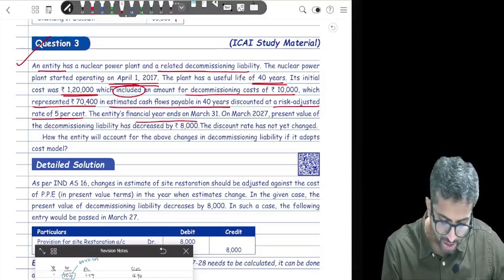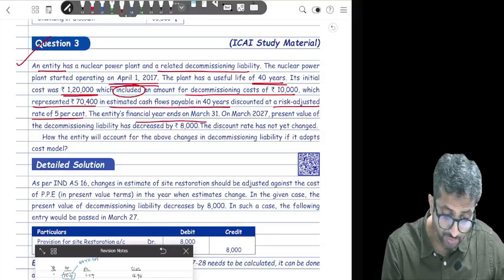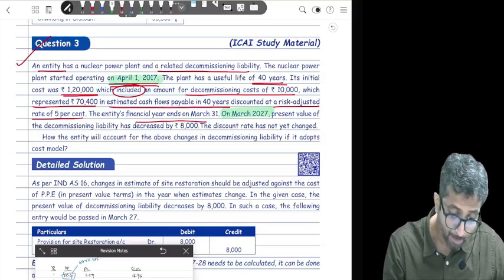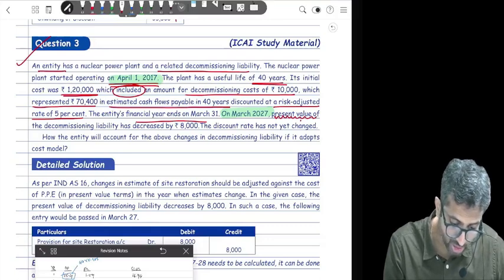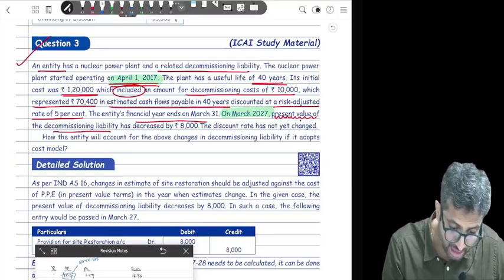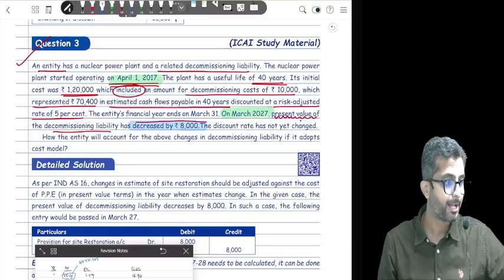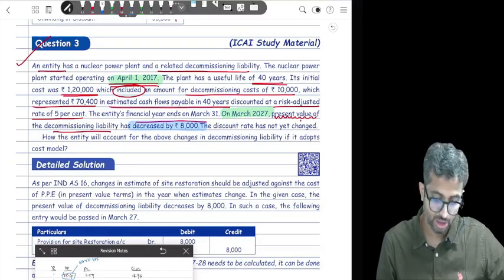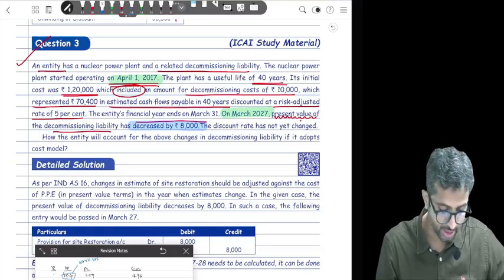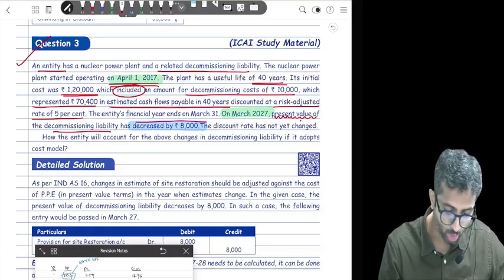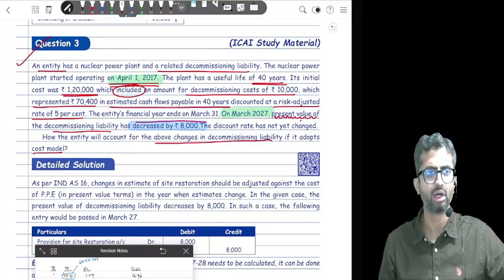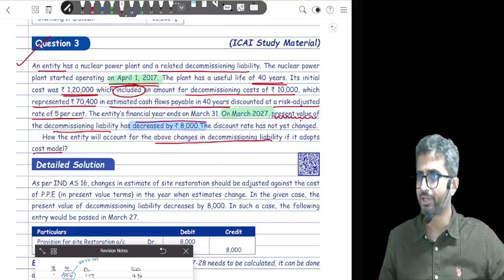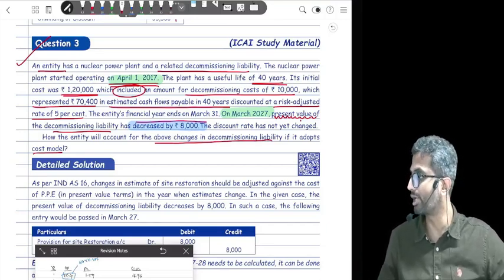The entity's financial year ends on 31st March. Now on 31st March 27, that is, we are how many years down the line? 10 years. The question clearly tells you the present value of the decommissioning liability has decreased by 8,000. Present value has decreased by 8,000 and the discount rate has not yet changed. How will the entity account for the above changes in the decommissioning liability if it has adopted the cost model? Acha, first of all, after 10 years, there is a change in the estimate.